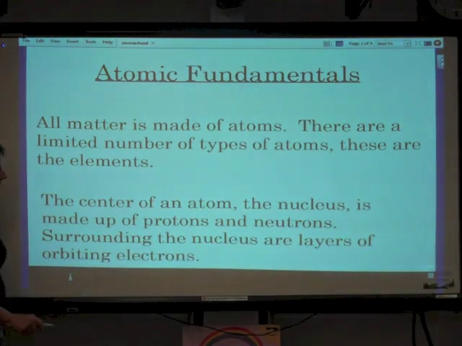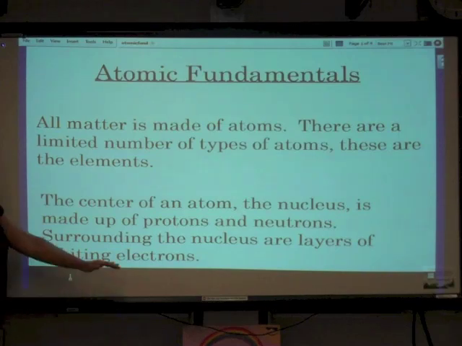So the basic composition of an atom is that at the center of an atom, we call that the nucleus. It's made up of protons and neutrons. And surrounding the nucleus are layers of orbiting electrons.